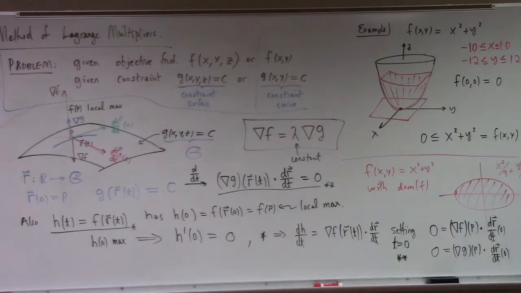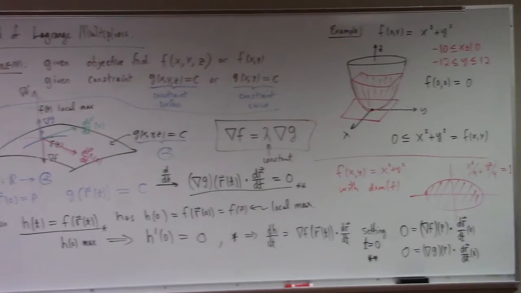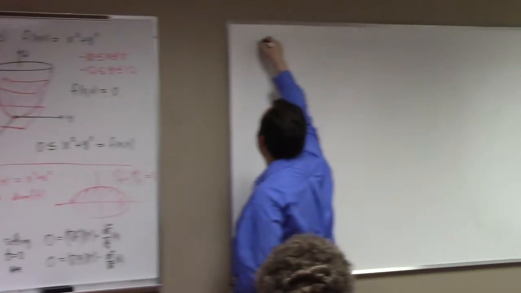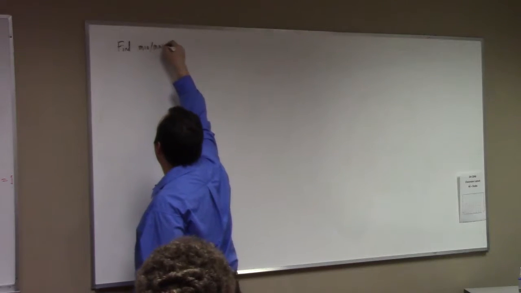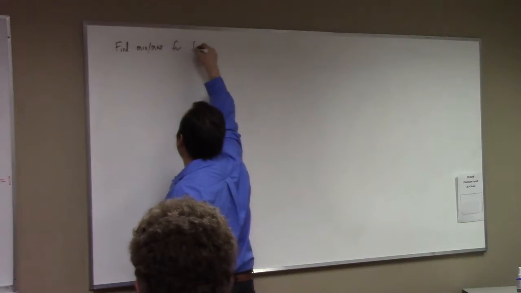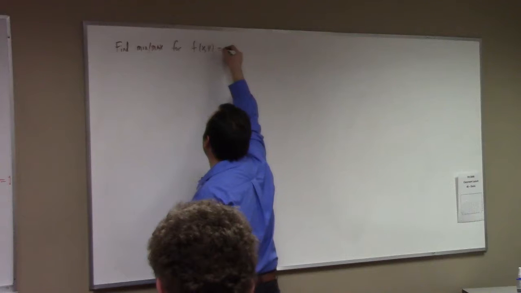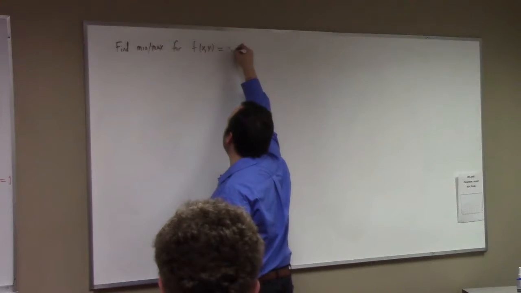Let me do that here. So let's try the method of Lagrange multipliers on my example right here. Let's try to find the min-max. Now, I think by the time we get to the end of this problem, you'll be like, well, that was dumb. I didn't need calculus for this.